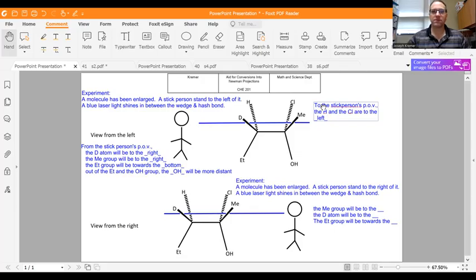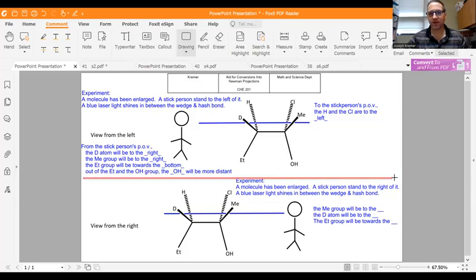Now let's look below. We're now looking at the bottom partition of this handout, below the rectangle. Thank you for following along. This experiment, again, a molecule has been enlarged, and this time the stick person has walked to the right of this blown up molecule.